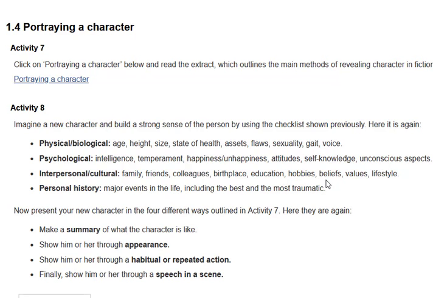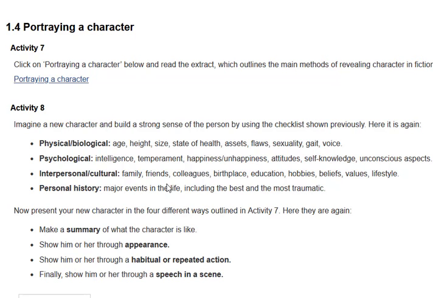Beliefs. I already went through this. Is he religious? Is he Christian? Is he atheist? Values. Oh, is he greedy? Is he generous? Is he nasty? What does he value? Does he value his family, or is he all self-centered and all he thinks about is just himself? Lifestyle. What does he do for a living? Does he do a lot of sports? Does he spend all his time at a computer playing video games, or does he spend all his time outside? Does he spend all his time partying?